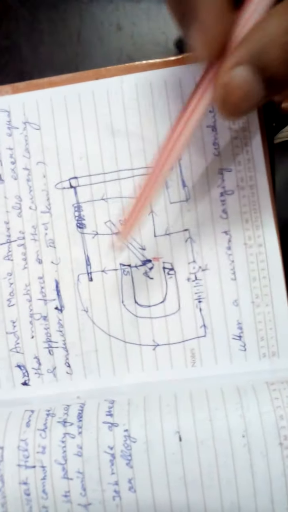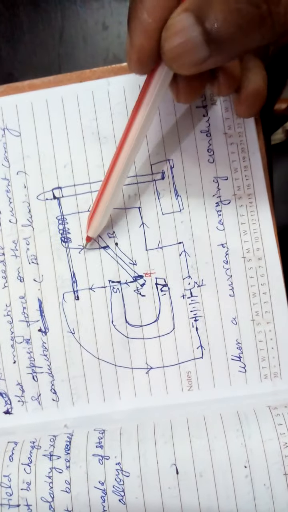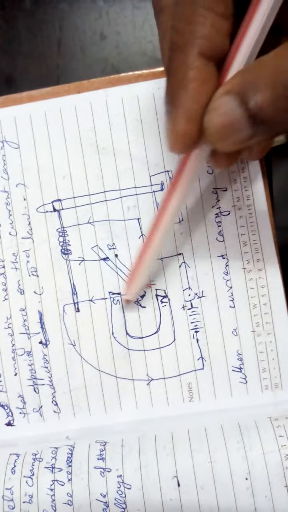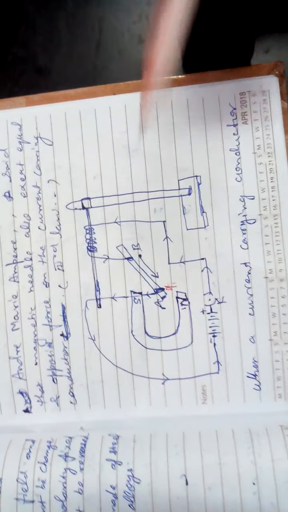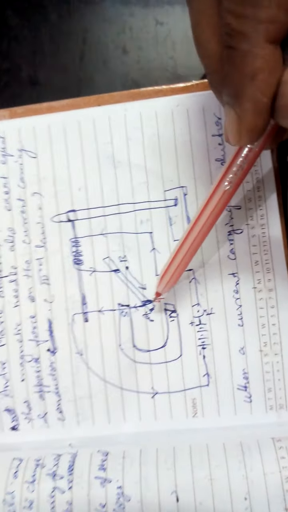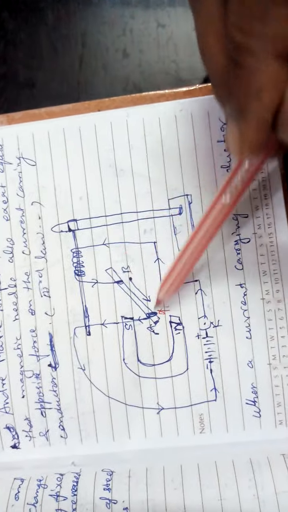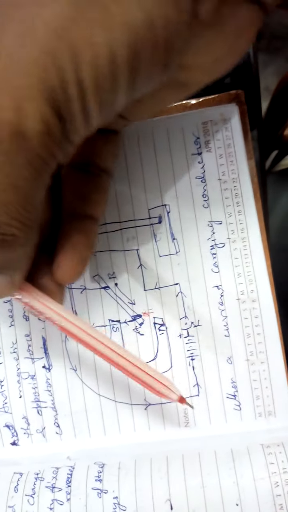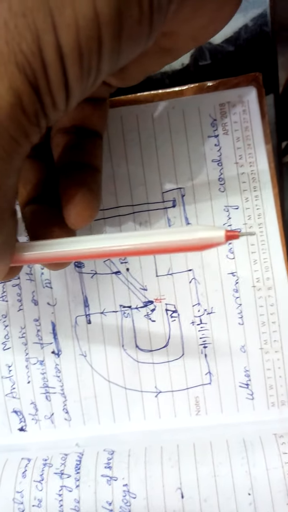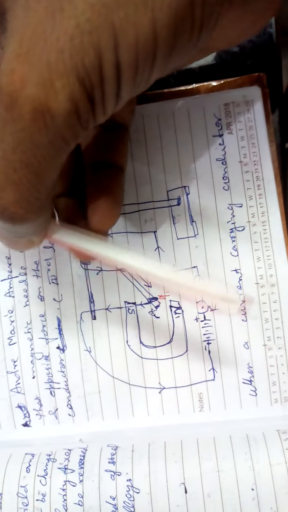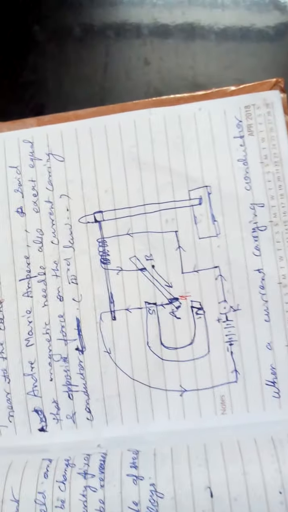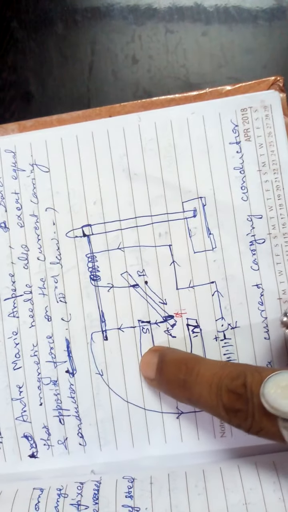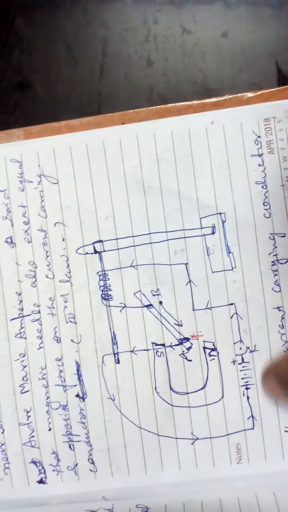So if any one is changed, the current direction or the magnetic field direction, your motion will be changed. Which direction? The motion of this electromagnet. It will move this side or that side, there will be a movement in AB. Which direction it will move will be reversed by reversing the magnetic field direction or the direction of the current flowing in the electromagnet.